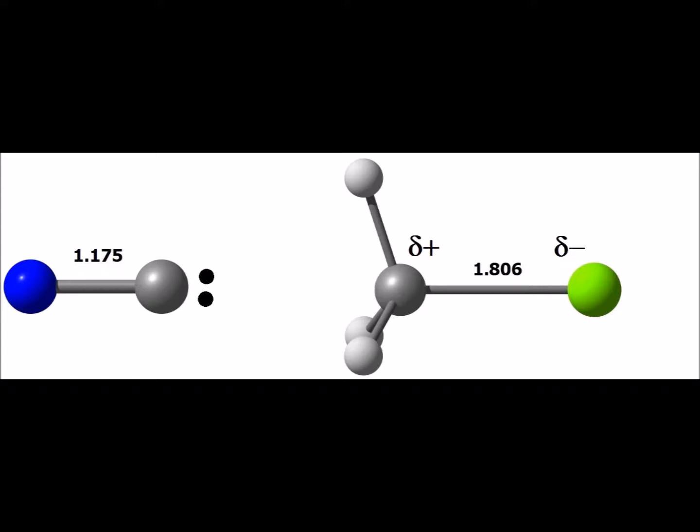Because chlorine is more electronegative than carbon, the chlorine-carbon bond is polarized with a partial negative charge on chlorine and a partial positive charge on the carbon. Therefore, the carbon is electron deficient. Cyanide has a -1 charge, and it has a lone pair, which is shown in the diagram, on carbon, which is the negative end of the cyanide ion.